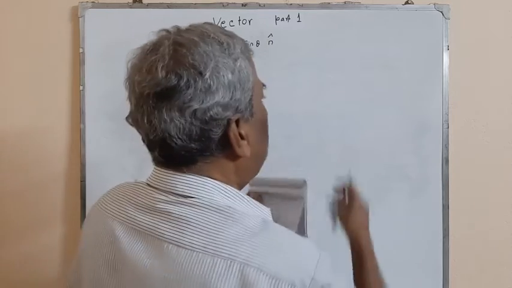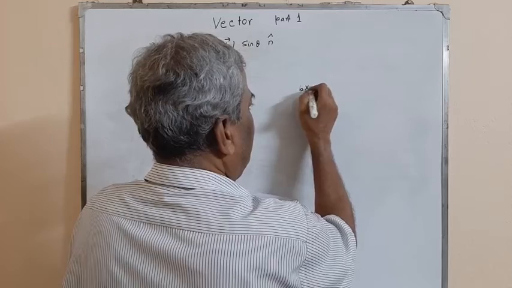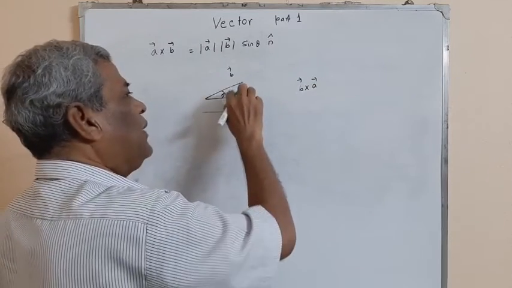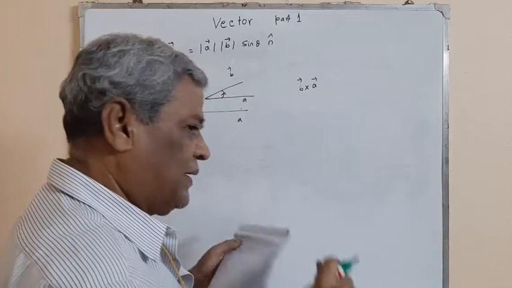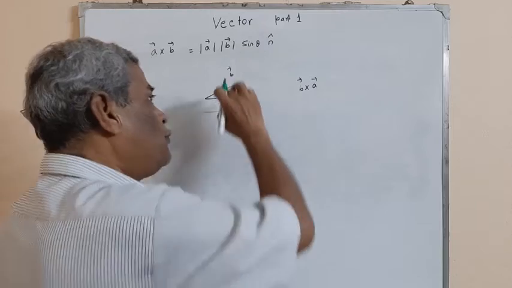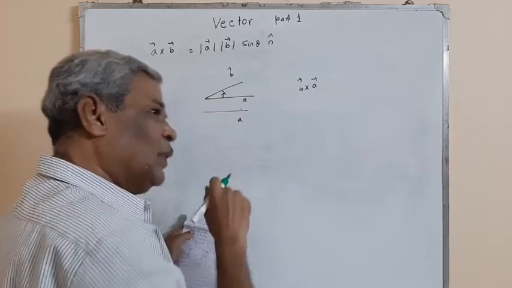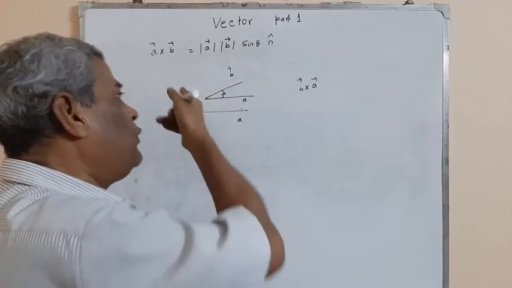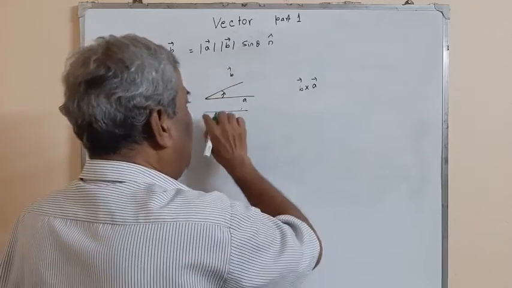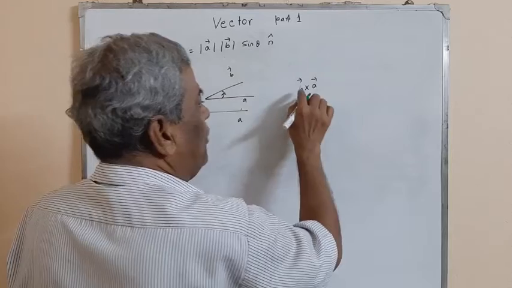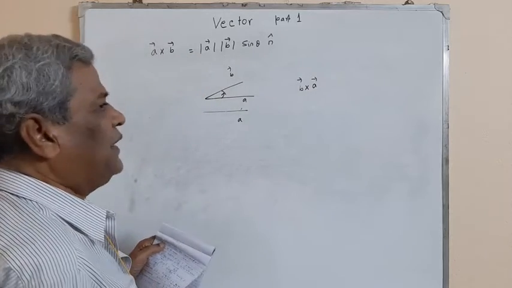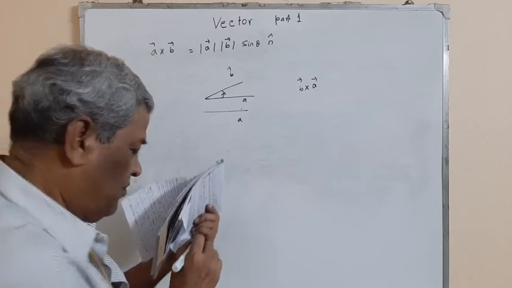If we multiply B cross A, n will be from B to A. We have to rotate one right-handed screw from B to A. So here its head movement will be towards that. In that case, this n is for A cross B, and for B cross A, just the opposite side. So automatically A cross B is equal to minus B cross A.